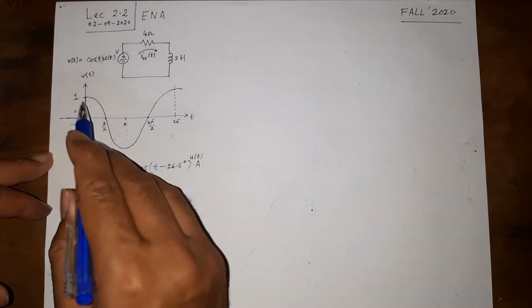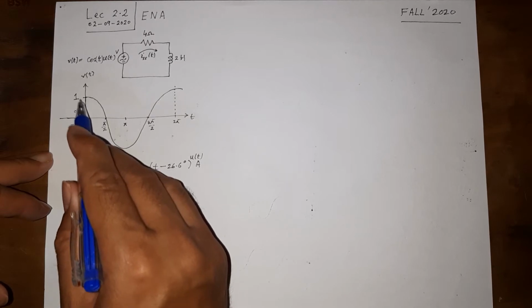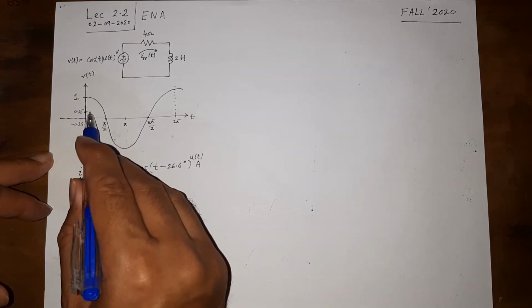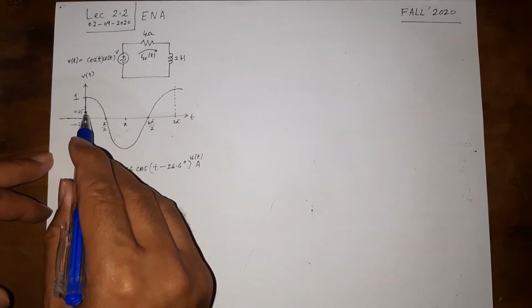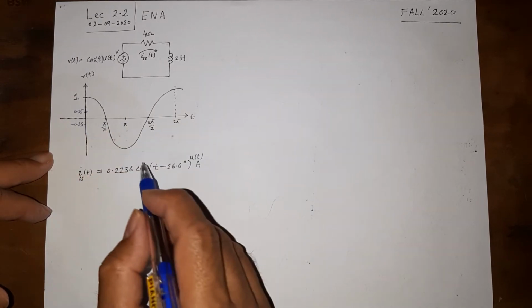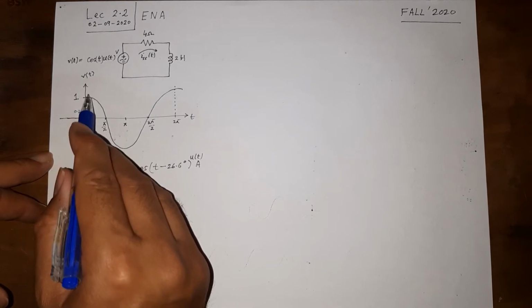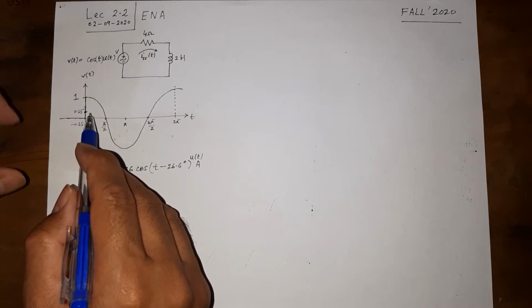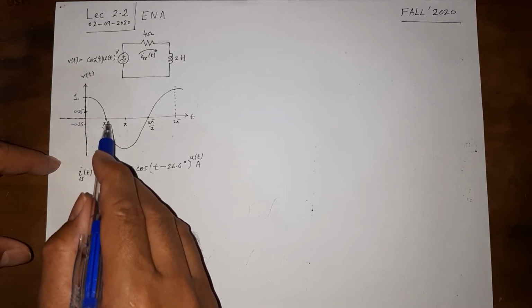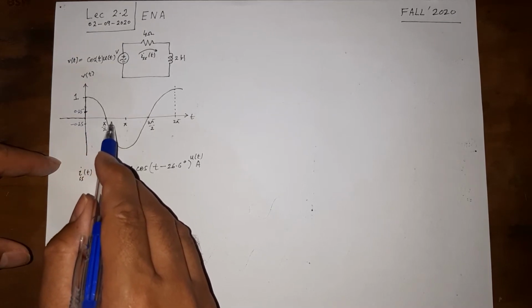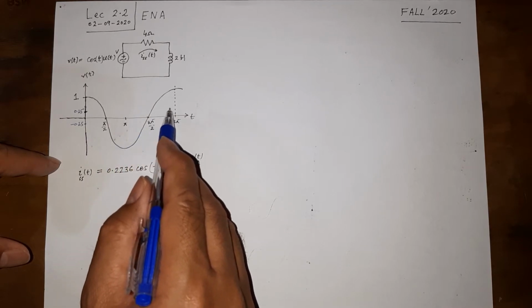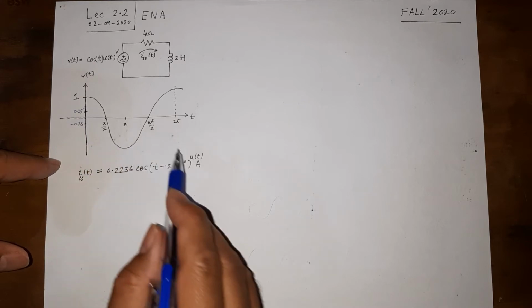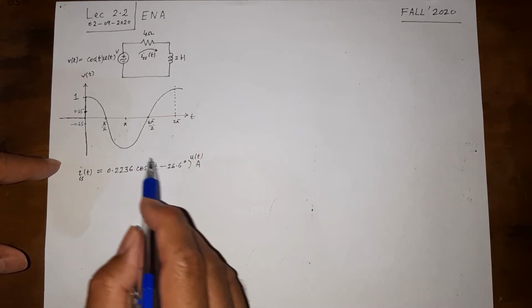So this is the scale for 1 volt, and this 0.2236 would be slightly less than this, which I cannot draw, but let us assume that I can. So if this sinusoid cos t is just attenuated, reduced in amplitude, it will be something like this, right? But it's not that we just need to draw that sinusoid. We also have to delay it by 26.6 degrees.